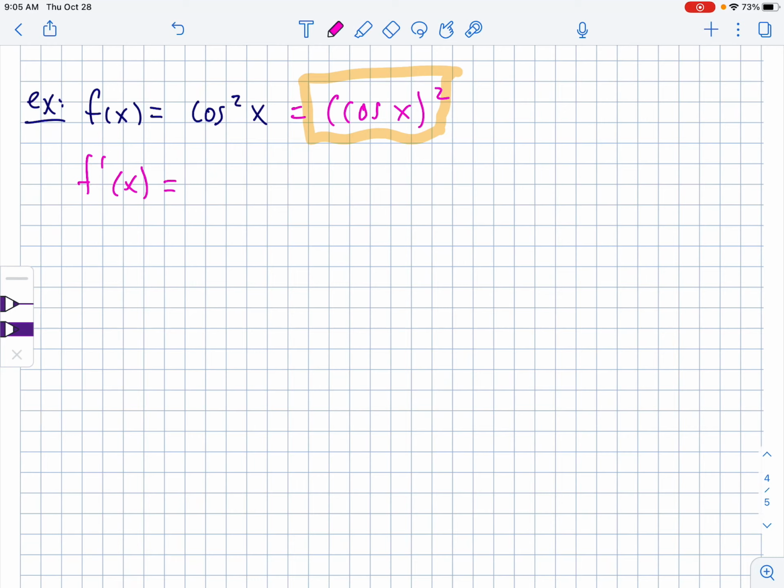Chain rule would be derivative of the outside with the inside intact. So if you take the derivative of the outside, the 2 comes out front, and then inside stays the same. But then you have to multiply times the derivative of the inside. Derivative of cosine is negative sine of x. So this is negative 2. I'll put the sign first just because people seem to do that. So it's negative 2 sine x cosine x.